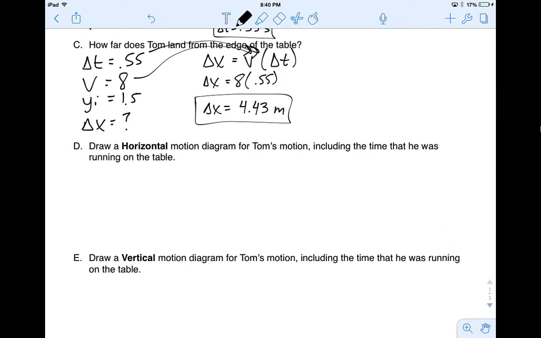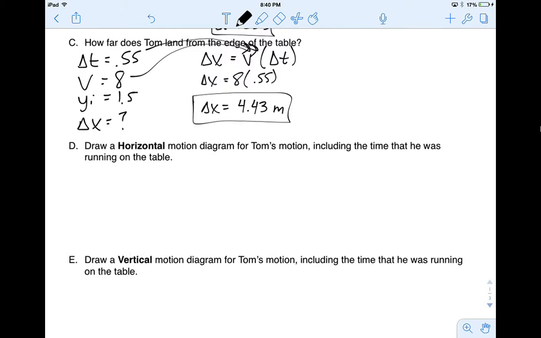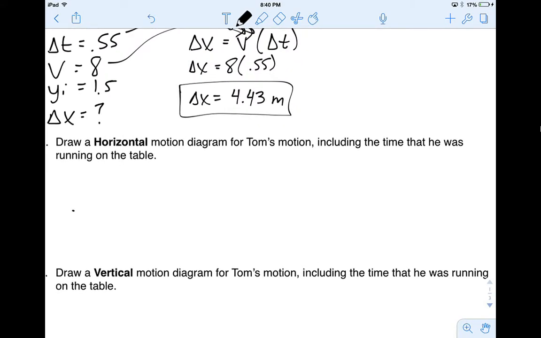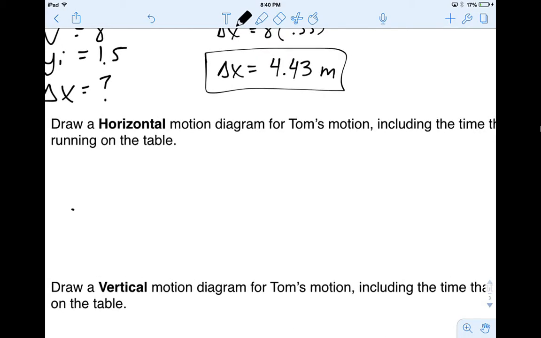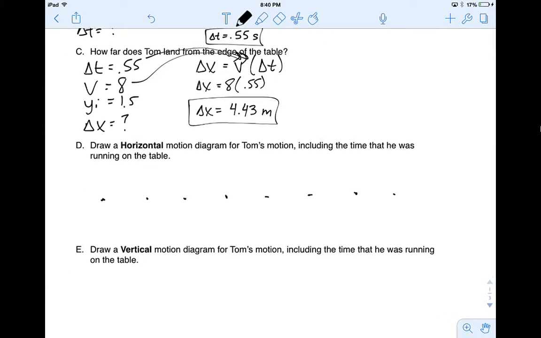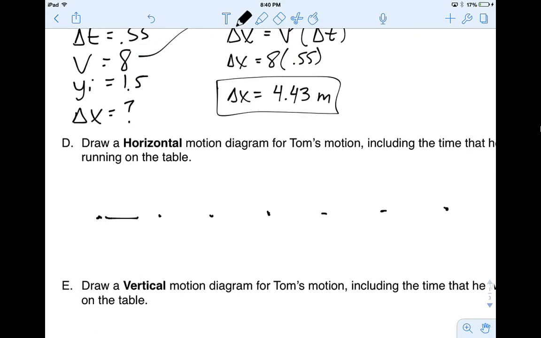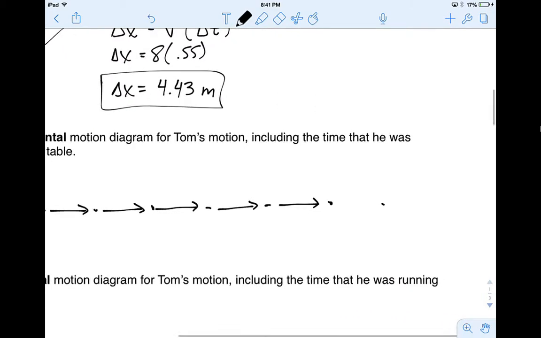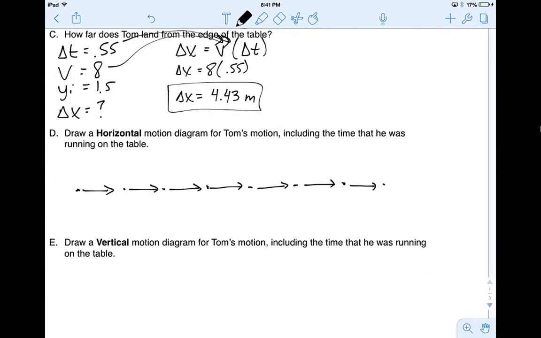Now, draw a horizontal motion diagram for Tom's motion. All right, so motion diagrams, remember that's dots and arrows. Now, Tom's running on the table, okay, and he's running at a constant speed. He's running at 8 meters per second, okay? Then he runs off the edge of the table. And remember that horizontal motion has constant velocity. Okay, so my dots aren't going to get any closer or farther apart. They're just going to stay the same distance apart, and my arrows are going to stay the same length, okay?